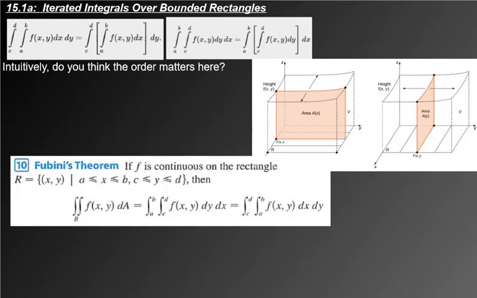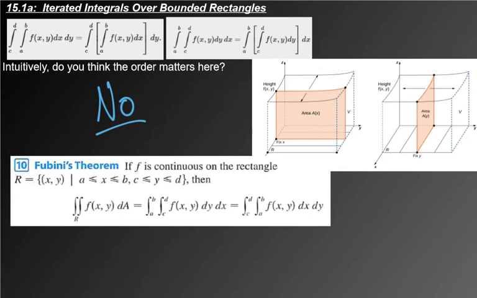So let's find some of these. The first ones I want to do are just iterated integrals over bounded rectangles. So right now I just want to do nice rectangular regions, okay? We will do them over weirder regions, and I'll teach you some tricks to deal with some of those. But intuitively, I hope it's not too hard to see that the order of integration doesn't really matter. No, it does not matter.